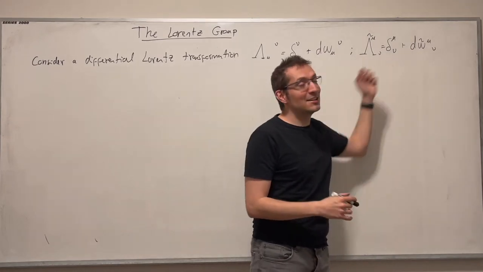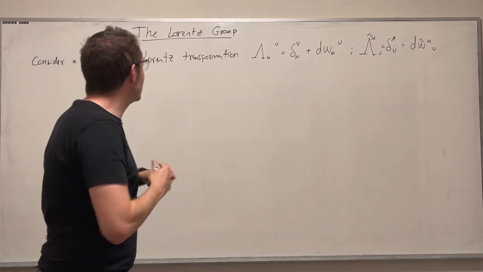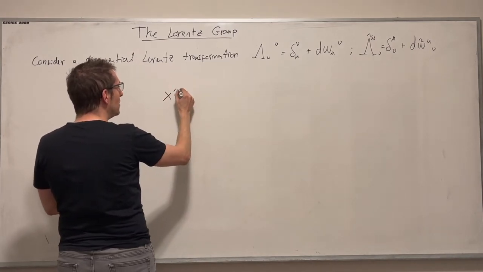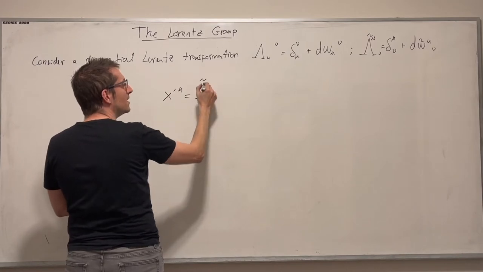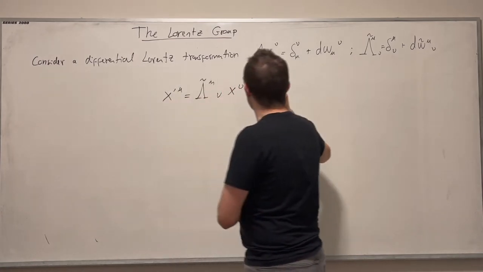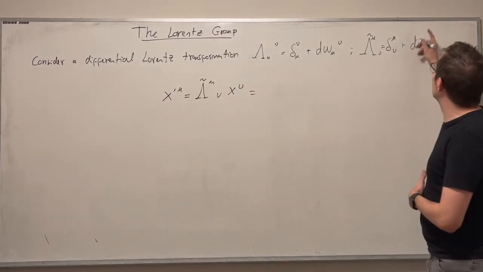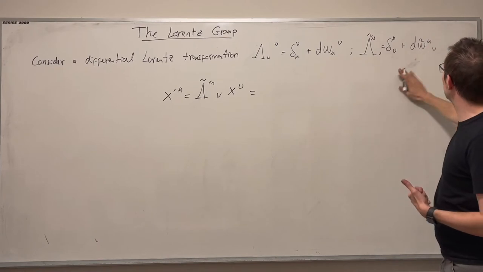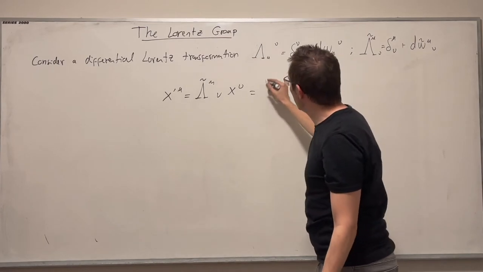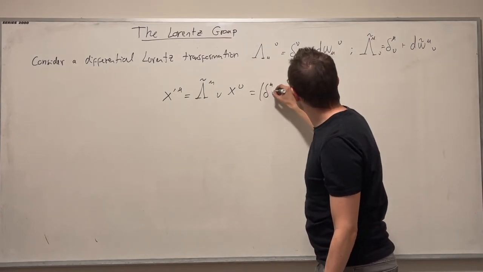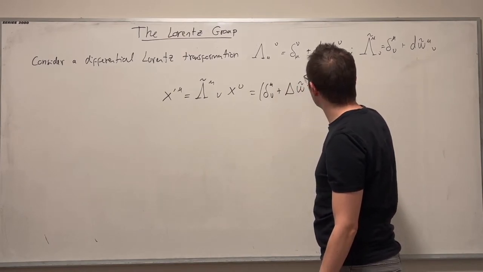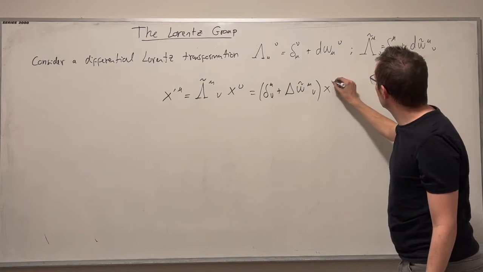So the identity is the zeroth order contribution. It's much more easily seen if I actually write X prime mu equals lambda tilde mu nu X nu, right? And now, let's do this expansion. Let's not consider it differential. Let's consider a delta, for example. Let's consider the expansion where this is some finite amount of transformation. So I would get here identity mu nu plus some delta omega tilde mu nu, and then I would get here x nu.